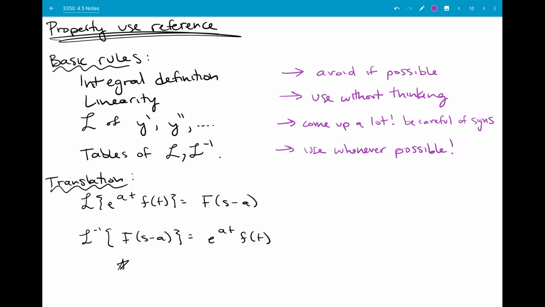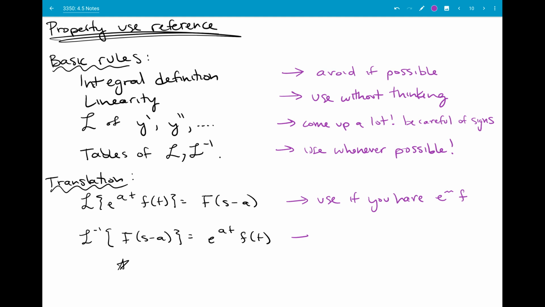The first of which were the translation group. So this: L of e to the at times f of t equals F of s minus a. That property is one of the most direct. Use it if you have e to some number times t times some function. And that's all there is to it.